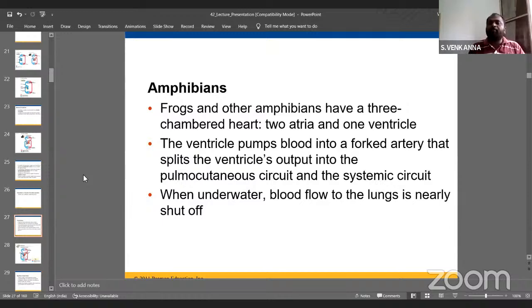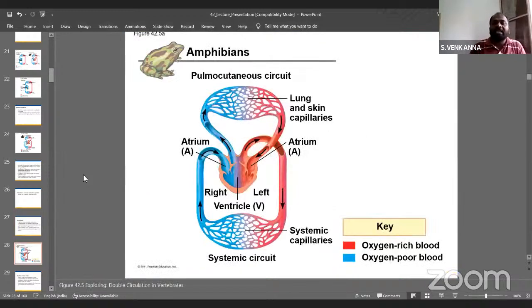When underwater, blood flow to the lungs is nearly shut off. See, this is the key of amphibians. Oxygen-poor blood is the blue color and oxygen-rich blood is the red color. The pulmonary circuit, lung and skin capillaries, and the atrium. This is the atrium, two atria and one ventricle. See, this is the one ventricle, right and left, and the systemic capillaries. So this is amphibians, for example, frog.